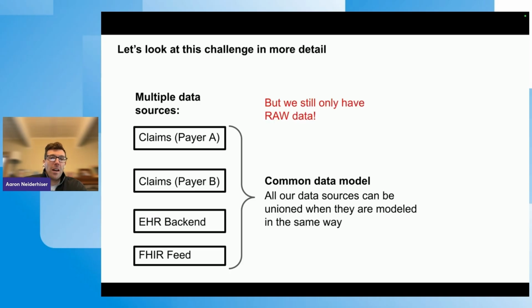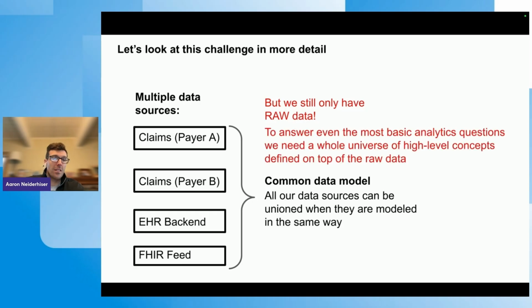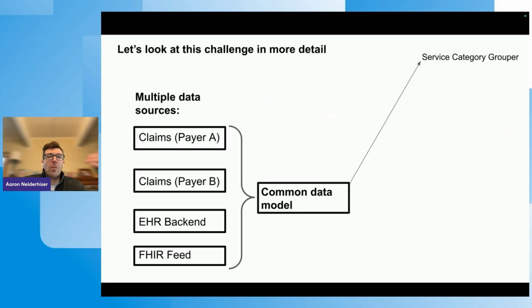And even if you do that, even if you do normalize all the different sources into a common data model with a common schema, common field names, common grains, that is still just raw data. We don't have any of these higher level concepts. So this is where we need to develop the whole universe of concepts.